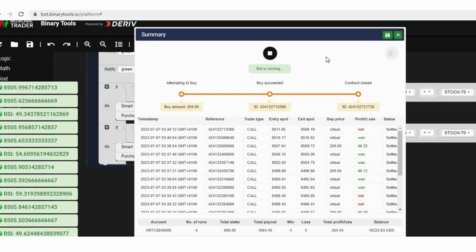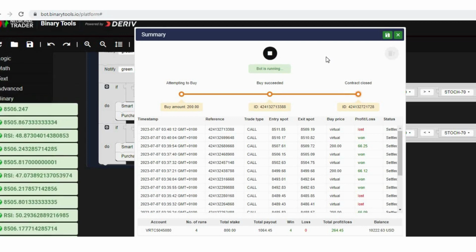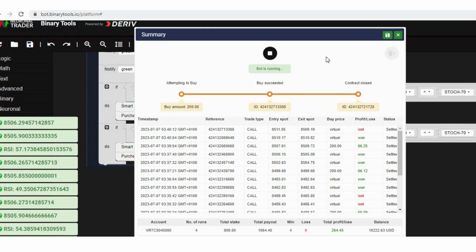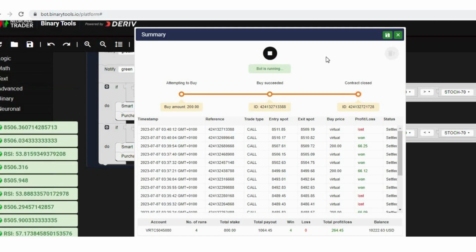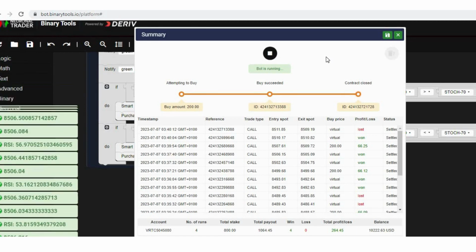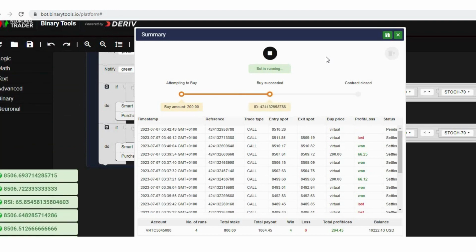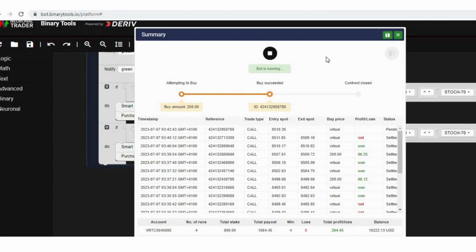All right, so let's watch and see what happens. This bot analyzes the market and ensures you pick the best of the trades. My advice is not to trade for more than 30 minutes to 1 hour. Let's see how it goes.